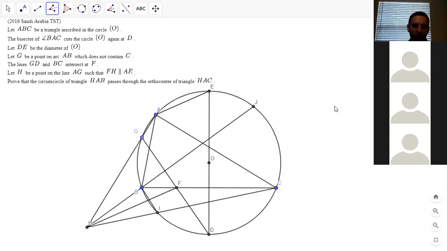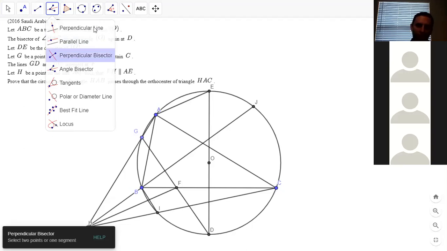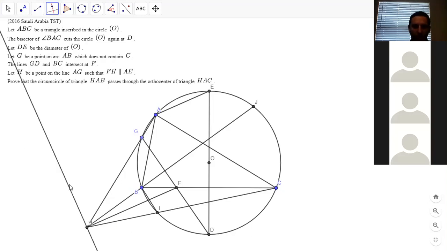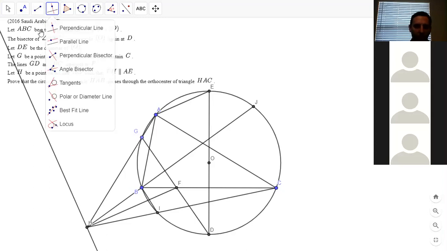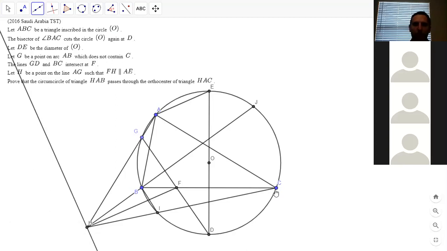This looks a lot like an Apollonius circle. Yeah, so maybe I should draw the perpendicular to FH and let it intersect BC. You should also note that GF is the angle bisector of BGC. Yeah, that's obvious because these are the midpoints. So we have a lot of angle bisectors.